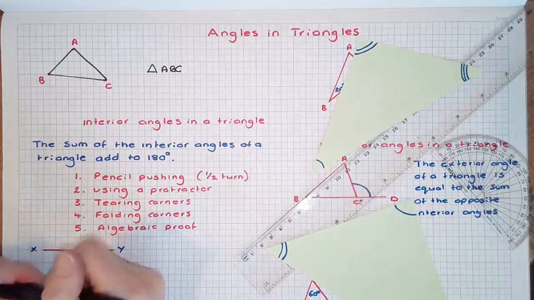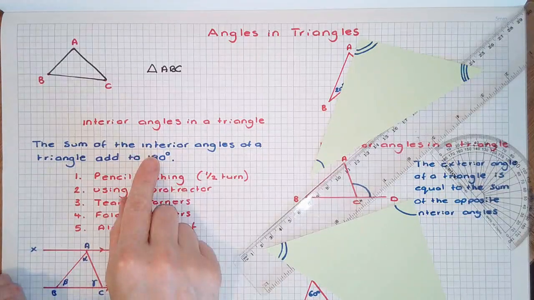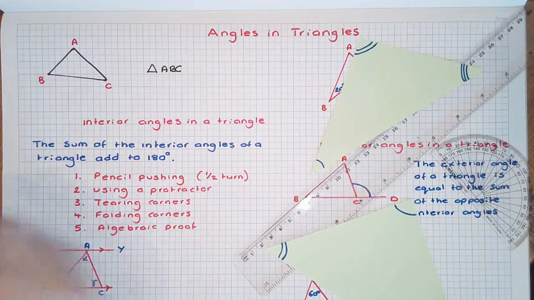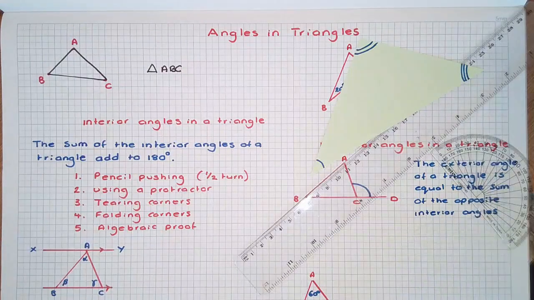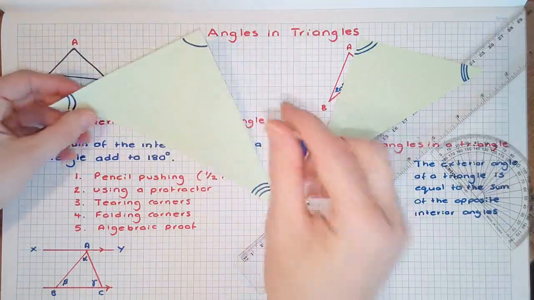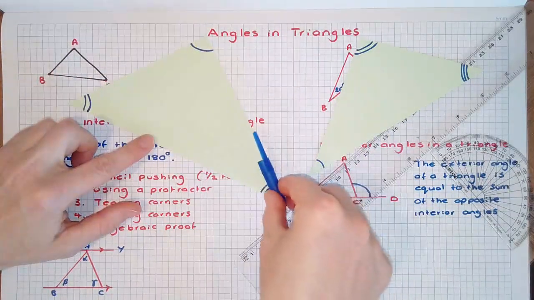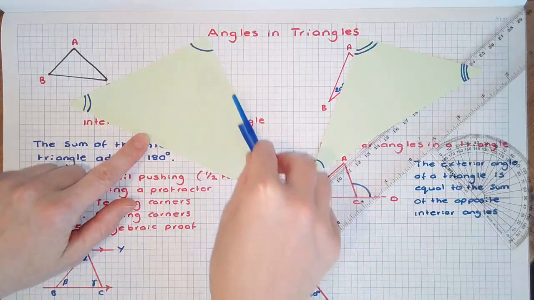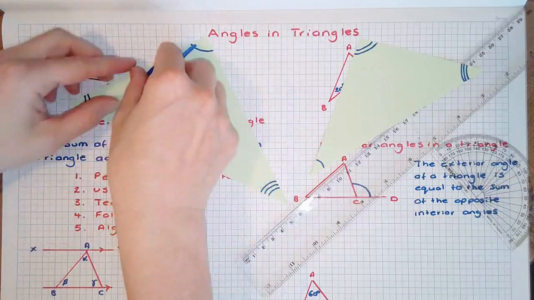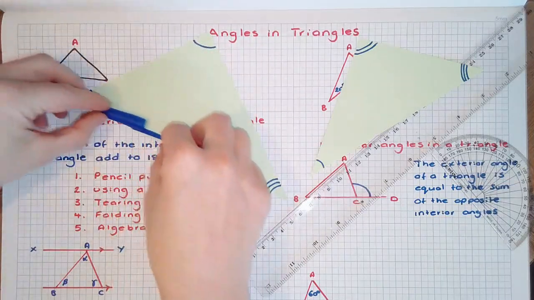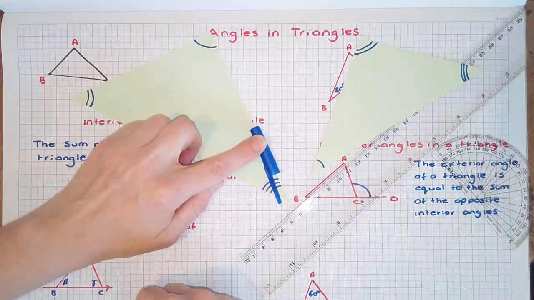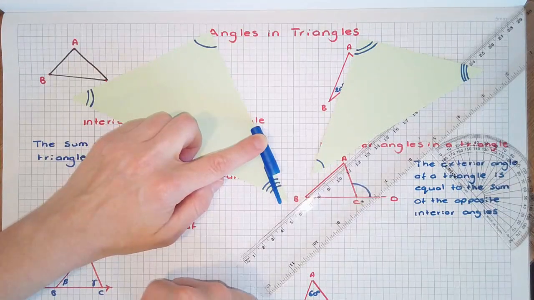You may already know that the sum of the interior angles of a triangle add to 180 degrees. This can be demonstrated in a few ways. Firstly, pencil pushing. If we take this triangle and I place it on one of the vertices, notice the direction of the pen lid, and if I turn it around the triangle, when I finish, you'll notice that it has done a half turn, or 180 degrees.